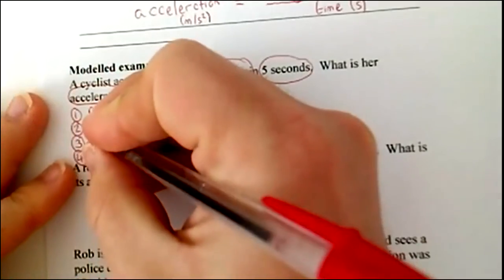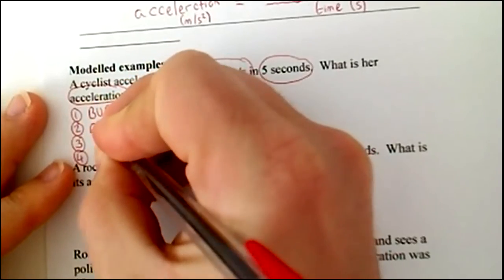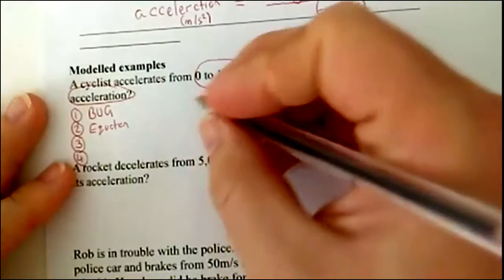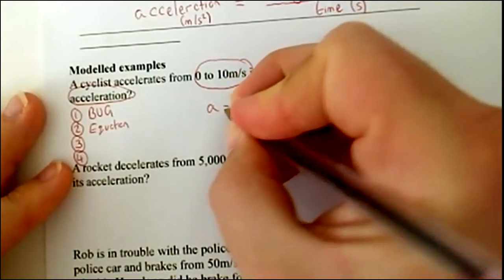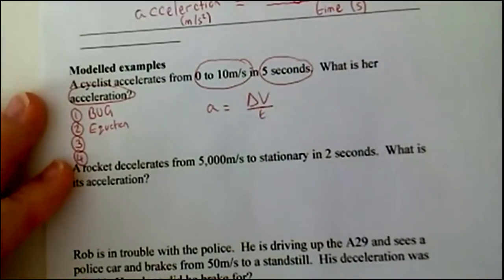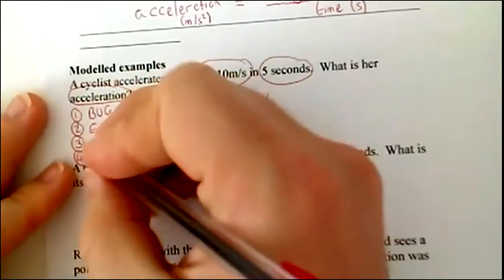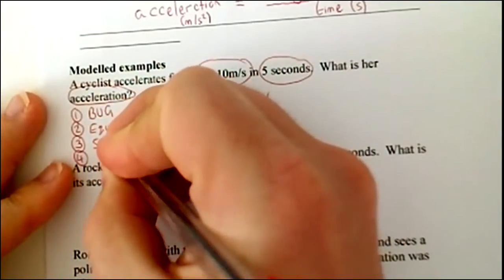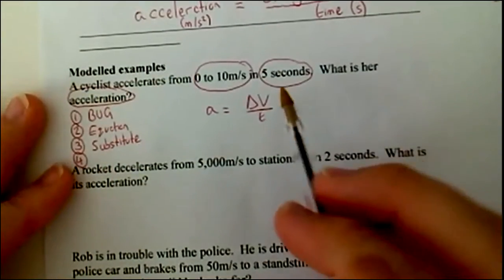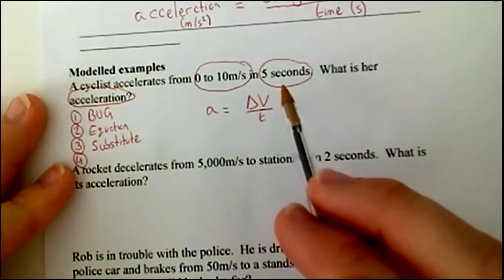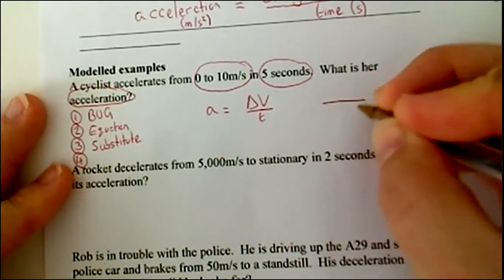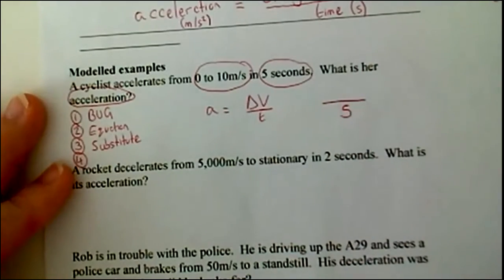Step 2, the equation. Try and do this from memory, but write the equation. I'm going to use the symbols. So again, acceleration is equal to change in velocity divided by time. Step 3, substitute. So this time you're going to substitute in your values. Now we can see we have been told the time is 5. So straight away I can see that t is 5.